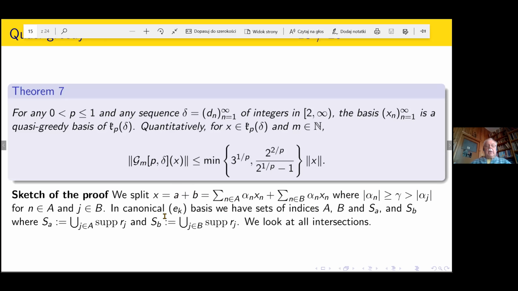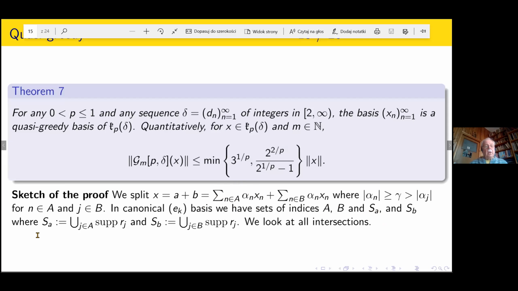And now, the canonical basis. We split the canonical unit vector basis in two sets, A and B, because this vector x has a unit vector basis vector prominently in this definition. This has from A and this has from B. And then we have those sets where the vectors from here have those smaller coefficients, and this will be SA.